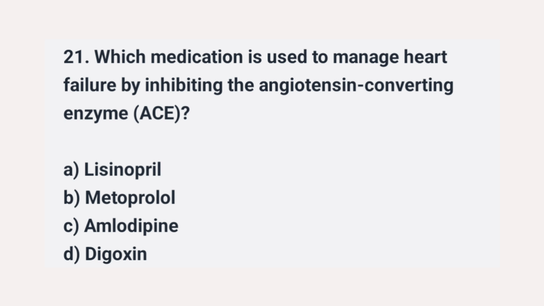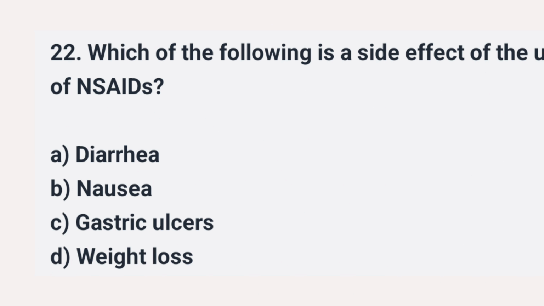Question number 21. Which medication is used to manage heart failure by inhibiting the angiotensin converting enzyme? The right answer is option A, lisinopril. Question number 22. Which of the following is a side effect of the use of NSAIDs? The right answer is option C, gastric ulcers.